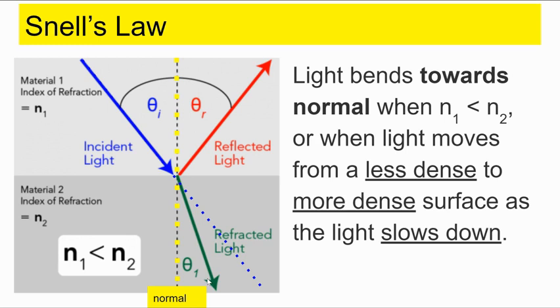This allows us to deduce that the second medium has a different optical density, or n value, compared to the first medium. And from that, we should be able to determine that the light is moving from a less dense to a more dense surface, and it's slowing down. In other words, because the light bent in towards the normal, we can infer that the n1 value here is lower than the n2 value here, that this is a less dense medium, and this is a more dense medium, and that the light is slowing down as it enters the more dense medium.